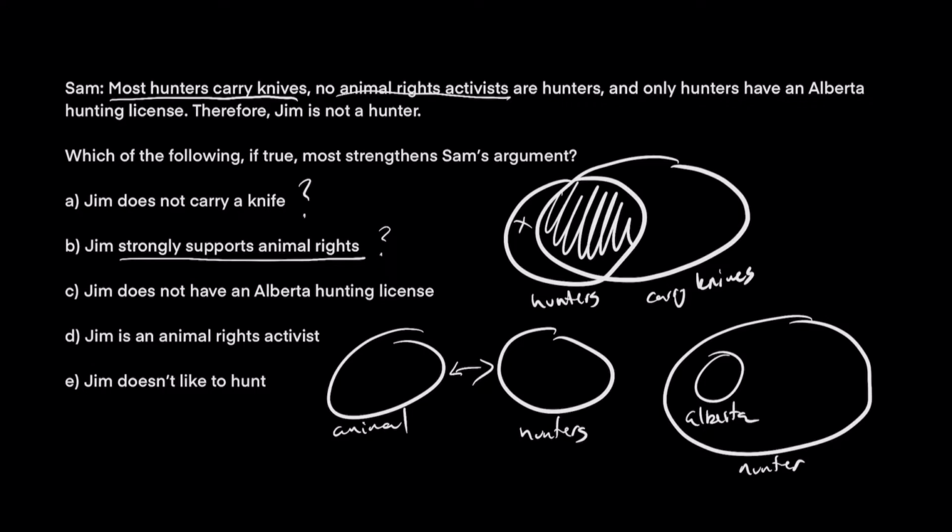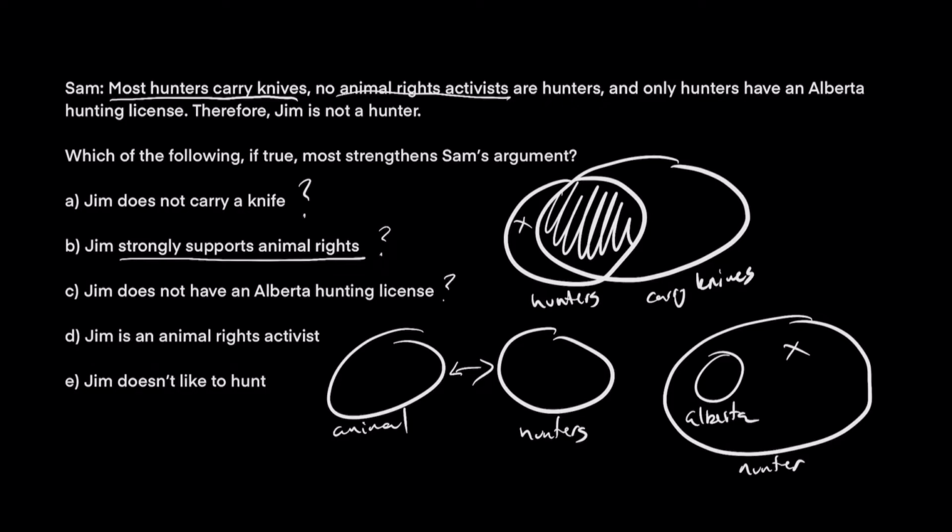C, Jim does not have an Alberta hunting license. Well, Jim could be somewhere over here, right? Jim could be a hunter but still not have an Alberta hunting license, right? He might live somewhere else. He might live in Australia. He could still be a hunter even though he's never been to Alberta and doesn't have an Alberta hunting license. So C is pretty weak. It doesn't really say that much about Sam's argument.